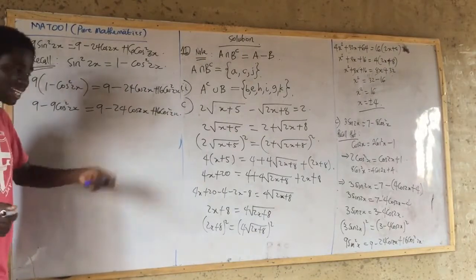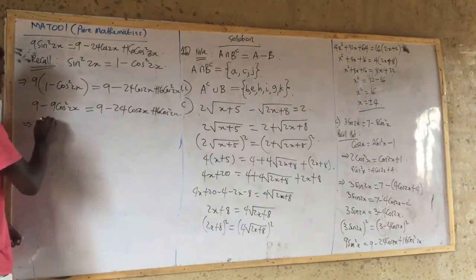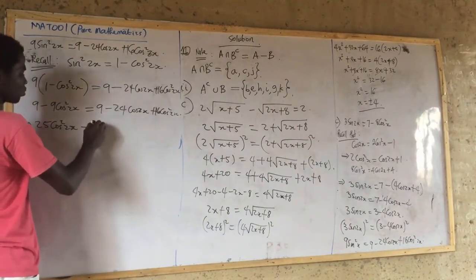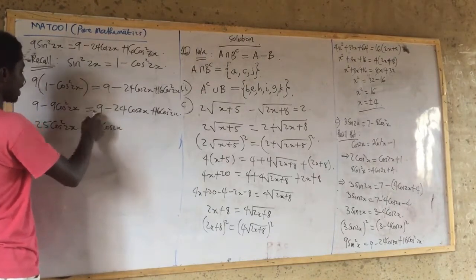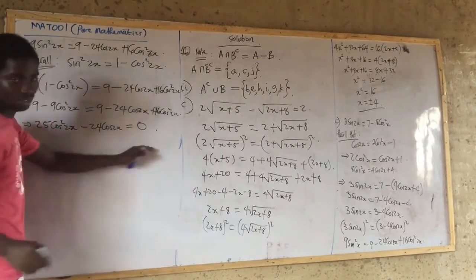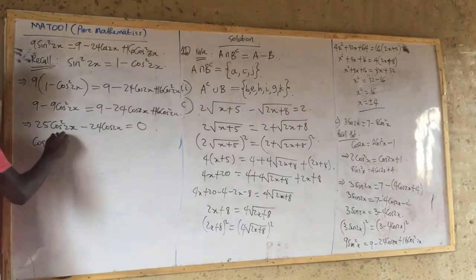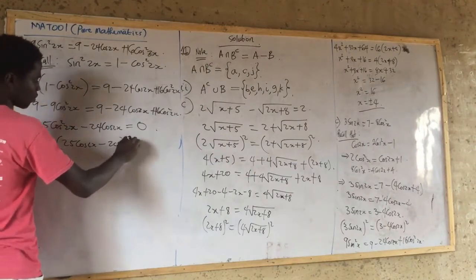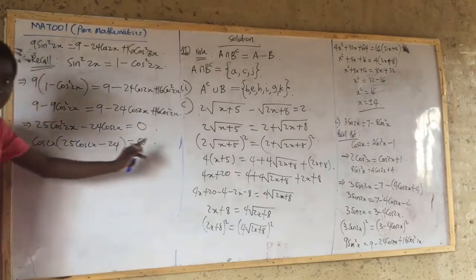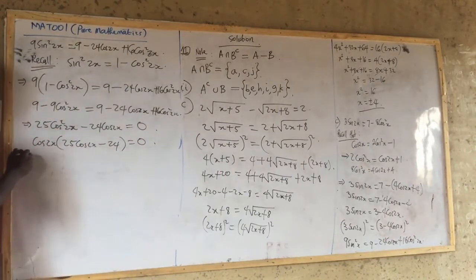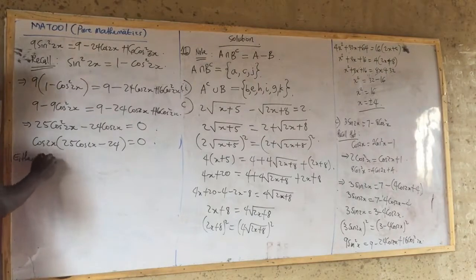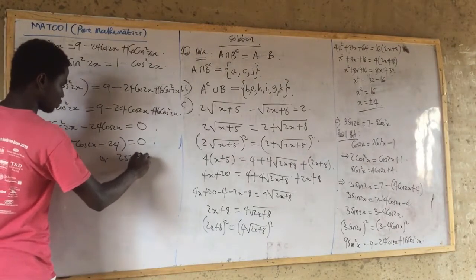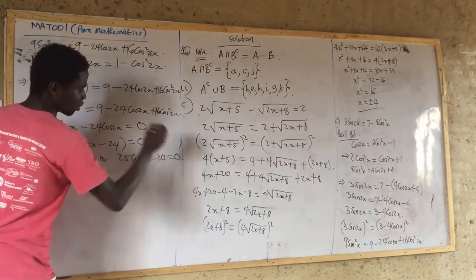Bring this one here, plus 9. 16 plus 9 will give me 25. So this is 25 cos square 2x, right? Then this one is here, minus 24 cos 2x. 9 minus 9 will give me 0. So this is what you have, equals 0. Cos 2x is common. You will be left with cos 2x times (25 cos 2x minus 24) equals 0. So either cos 2x equals 0 or 25 cos 2x minus 24 equals 0. It is one of the two.